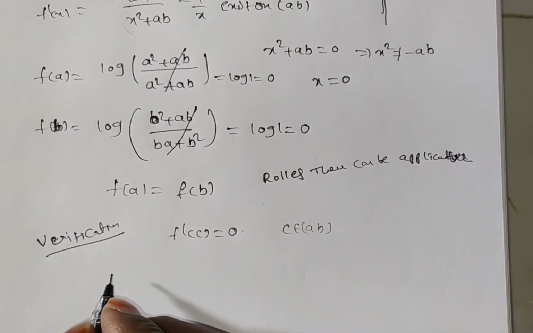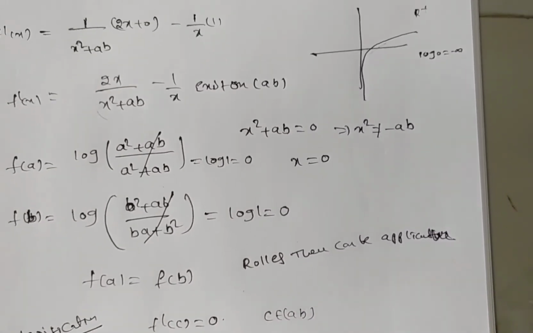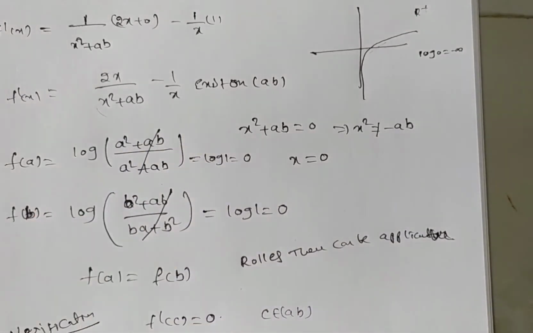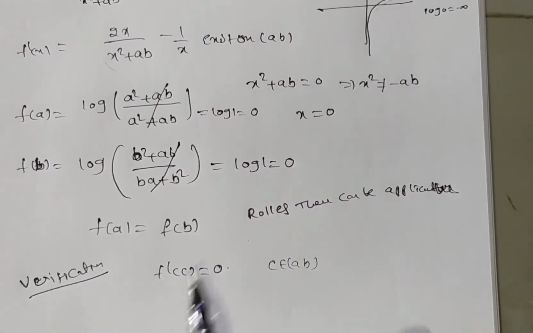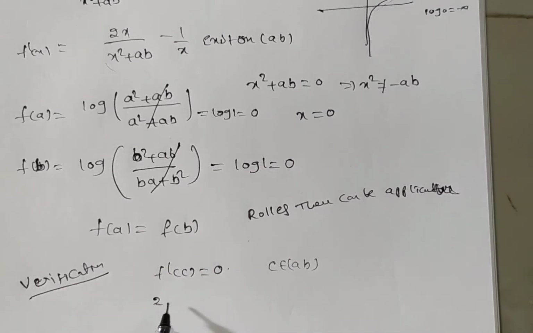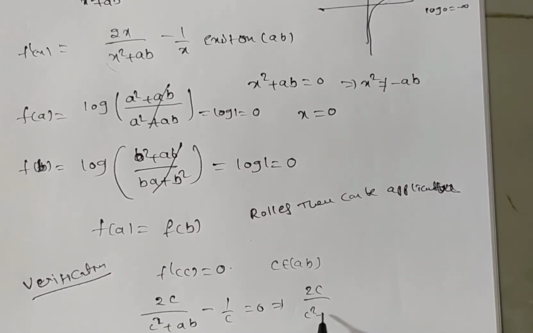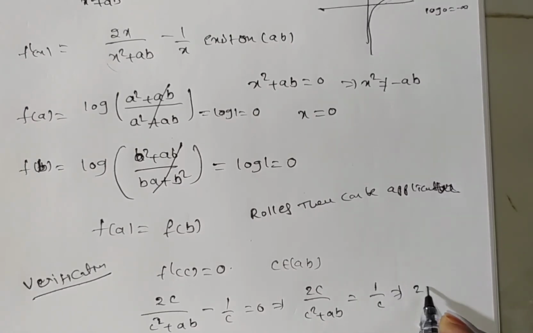Now f dash of x, what do I have? F dash of x I have 2x by x square plus ab minus 1 by x. So in place of x you substitute c, then I will have 2c by c square plus ab minus 1 by c is equal to 0. That implies 2c by c square plus ab is equal to 1 by c. If you cross multiply, 2c square is equal to c square plus ab.